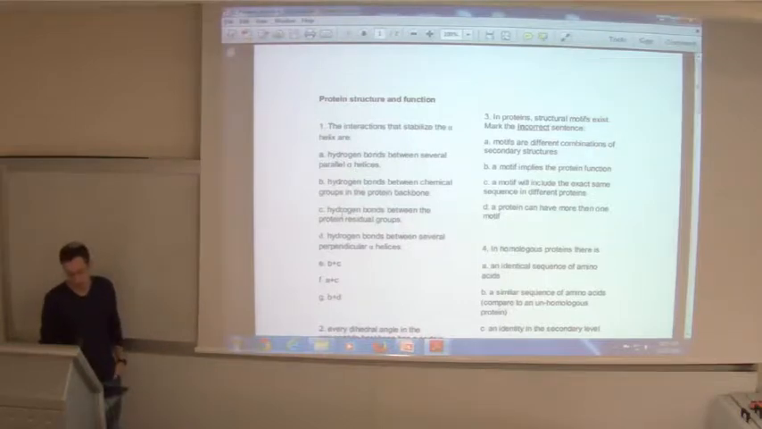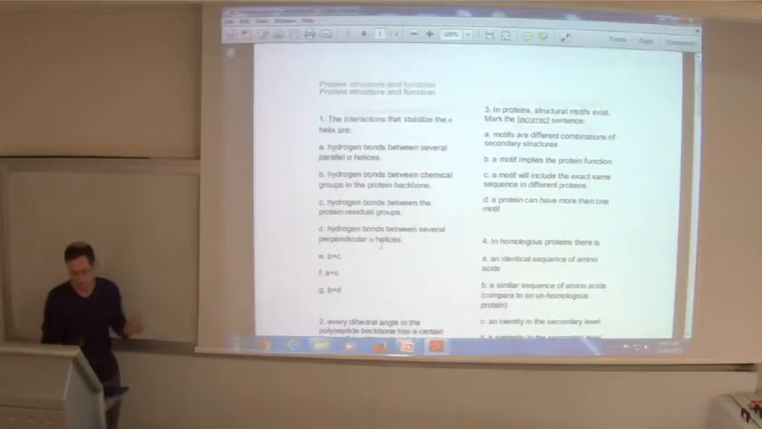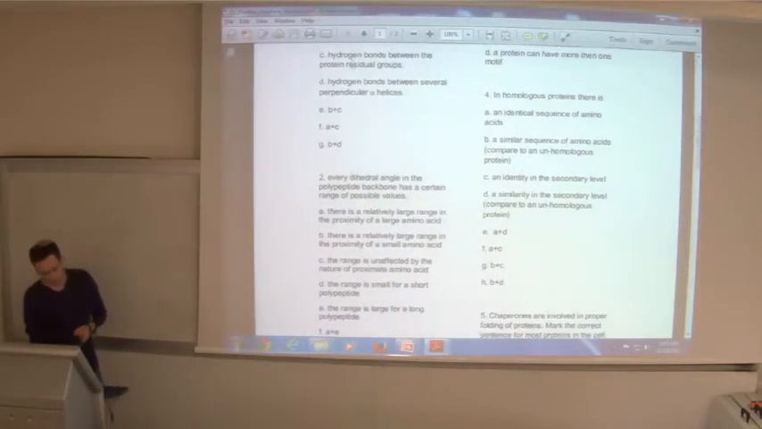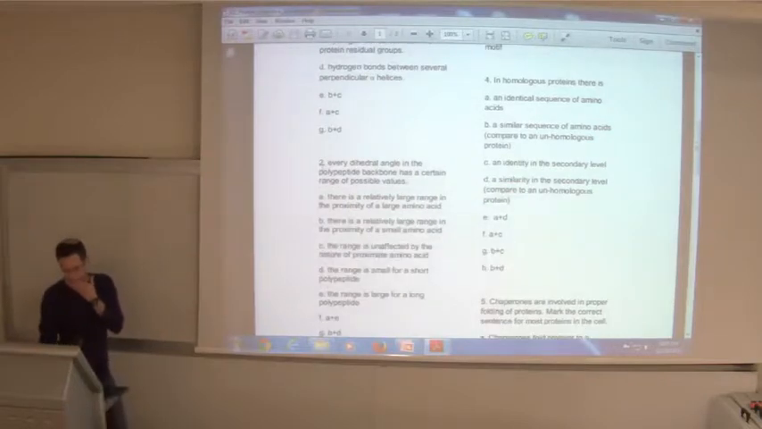Let's see why C and D are also incorrect. Hydrogen bonds between the protein residual groups. So it's not between the residual groups. Remember, the residual groups is the alternating part of each amino acid. Hydrogen bond between several perpendicular alpha helices. Again, it's not between alpha helices. Never mind if they're perpendicular. Okay, so the answer is B, number 2.